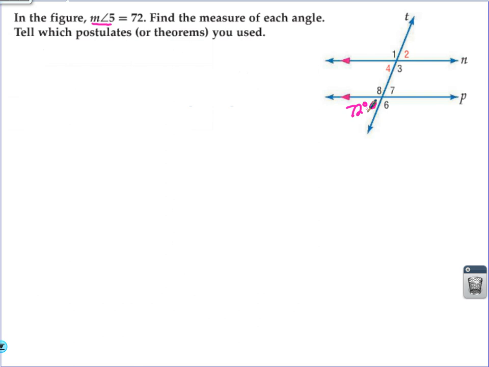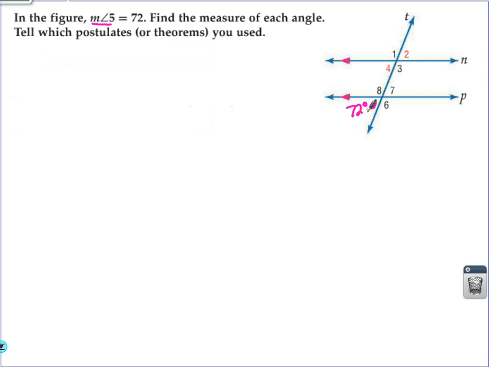Find the measure of each angle. And not only do I want you to be able to do that, but I also want you to be able to tell me why. Okay? Jordan, just tell me any angle. This one's 72 degrees. You can tell me 1, 2, 3, 4, 6, 7, or 8. Tell me how big they are. Any of them.